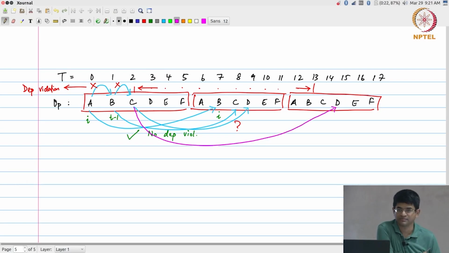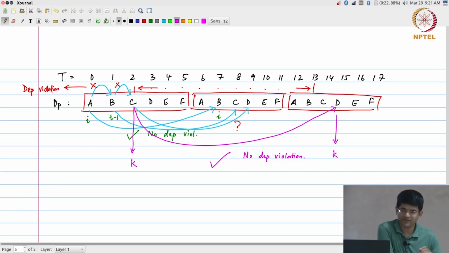This would be okay, right? That would not be a dependency violation, right? So, in other words, if I had the kth iteration of D over here and the kth iteration of C over here, this is fine. There is no dependency violation, right? What about the rest of them? The D, E, F again have 3. So, as long as I go to the next cycle, I will not have a problem.